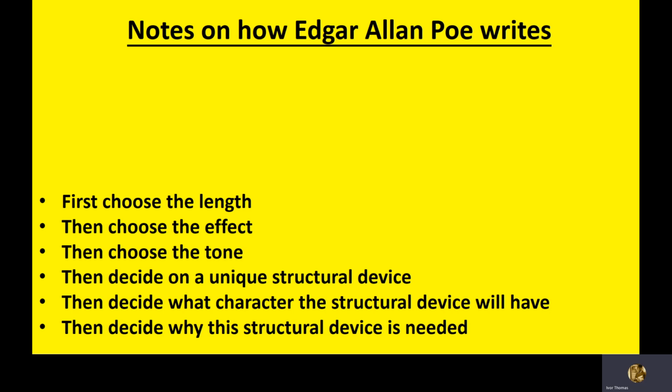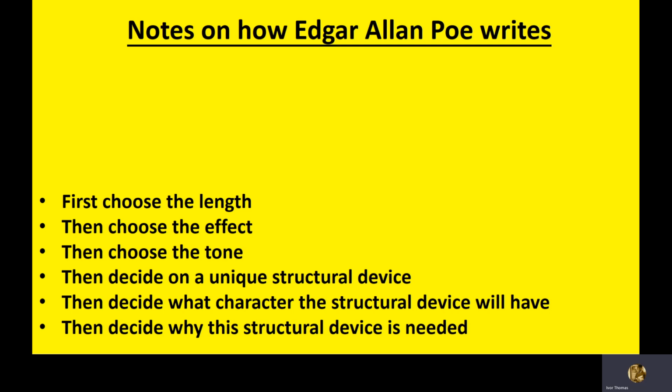Just make the incidents create an overall effect on your reader, and then the story will write itself. Choose the tone, basically the atmosphere. Interestingly, he then says, decide on a unique structural device next. We're going to look at his use of exclamation marks. We're going to touch on his use of hyphens, which I mentioned last lesson. He uses repetition as well. In The Raven, there's repetition of a particular word. And then how does he decide on the word? Then you decide what character the structural device will have.